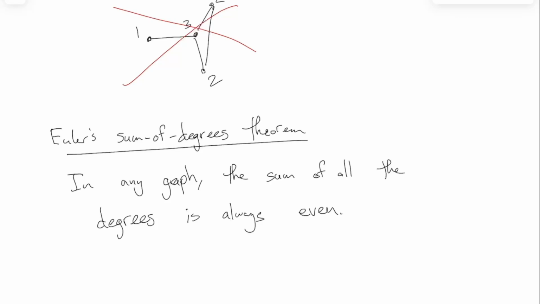The sum of all the degrees is always even. So what this means, if you think about it, is there cannot be only one odd, because if you were to add up all the degrees, you'd have only one odd plus a bunch of other evens, and then they would add up to an odd. That's because an odd plus a bunch of evens equals an odd.